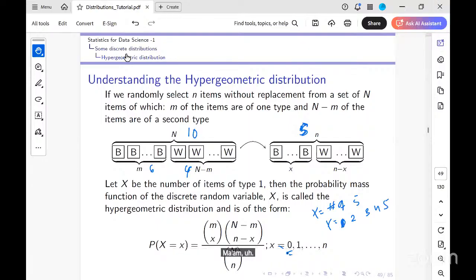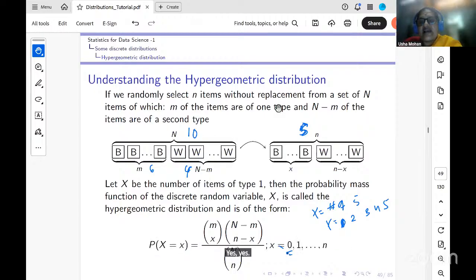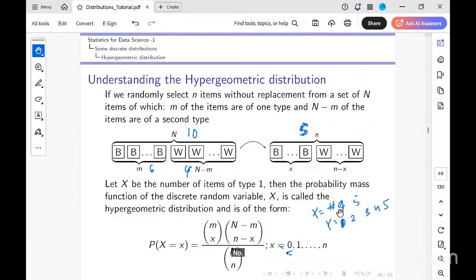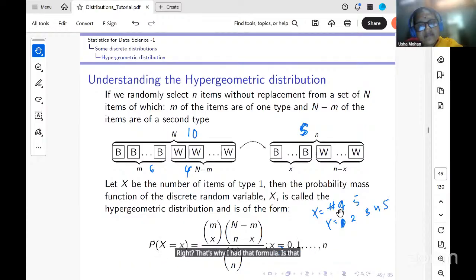Ma'am, in the lectures we were taught that x should be greater than or equal to m plus n minus capital N. What does that mean? That's why I gave this example. Suppose I have 10 balls, with m equal to 6 and n minus m equal to 4. This formula with x equal to 0, 1 to n would work only when x can take the value 0 when I'm choosing 5 balls here. Can x take the value 0 now? No. Right, that's why I had that formula. Is that clear?